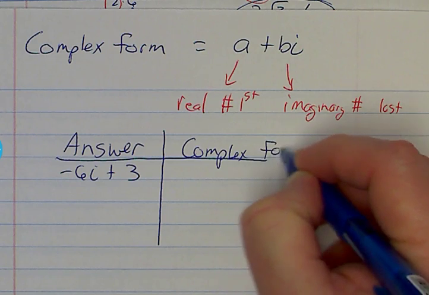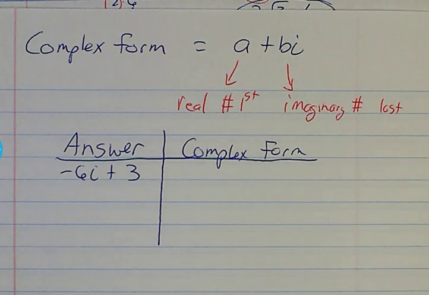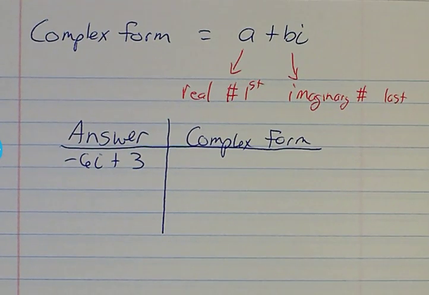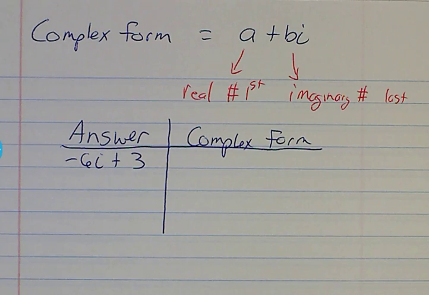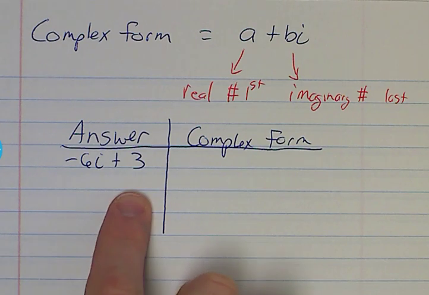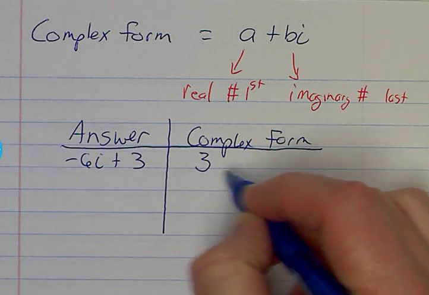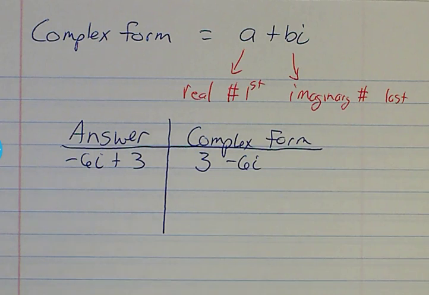So what we're going to do is give you 3 different numbers that you might get as answers, and then change them over to complex form. If you have negative 6i plus 3, you just need to reverse the order. The 3 needs to go first, and the minus 6i needs to go second.